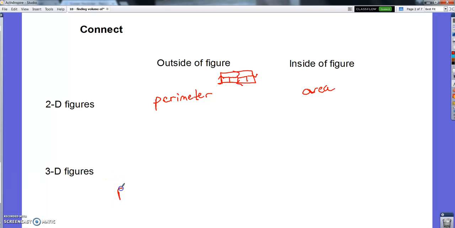On a 3D figure, they don't really have perimeter since they have 3 dimensions. So what happens is, on the outside of the figure, there's entire 2D figures surrounding the 3D figure. There's a rectangle on the top, rectangles on the sides, rectangles on the bottom, squares on the front and the back, and we would find the area of all those different pieces. So the outside of it, on a 3D figure, the way we measure the outside is surface area.